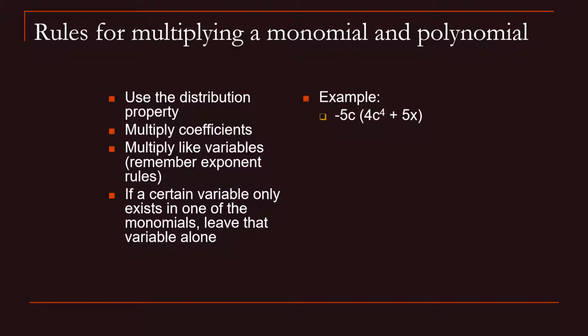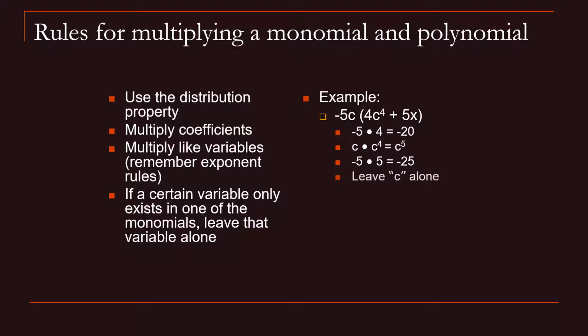Here's an example. I'll guide you through it. The first thing I want to do is distribute the negative 5c to the 4c to the fourth power plus 5x. So the first thing I'm going to do is multiply the negative 5 times the 4 to get negative 20. Then I multiply c times c to the fourth, adding the exponents to get c to the fifth. Then I'll multiply negative 5 times 5 to get negative 25.